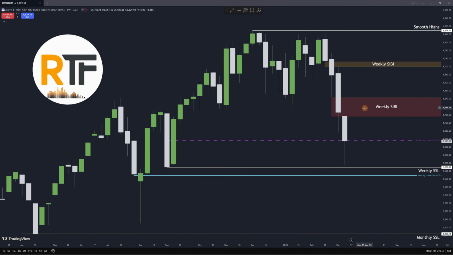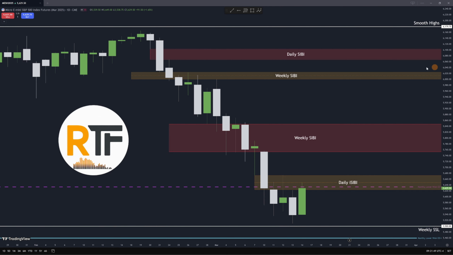Now, when we get to this weekly SIBI, are we going to go through it or are we going to drop? Well, who knows? But this is going to be my target for the week coming up. Now, taking a closer look at the daily, remember this weekly SIBI is going to be the target that I'm looking for this week. Especially the lower part, you can see that we do have a daily volume imbalance. So specifically this part is what I am aiming for.